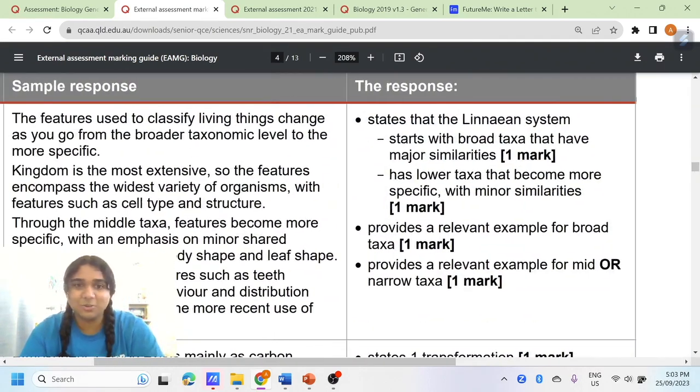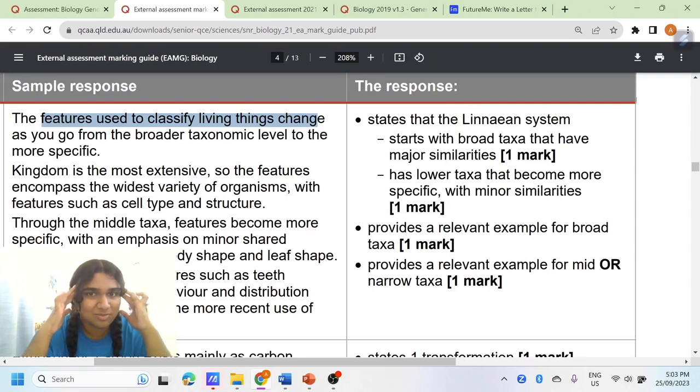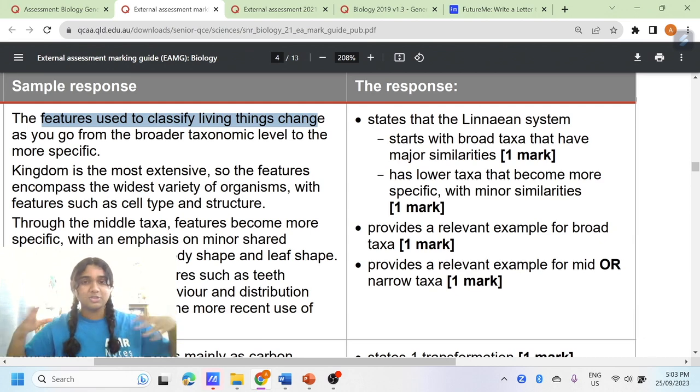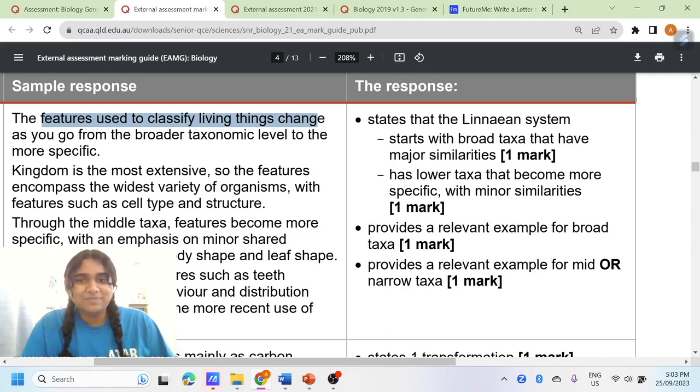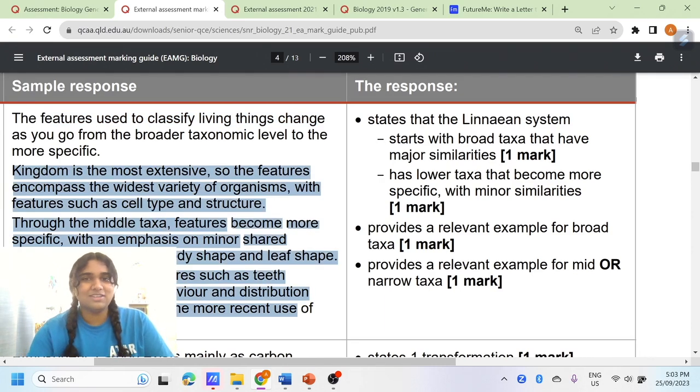So you got 1 mark for saying that the features used to classify living things change as you go from broader taxonomic levels to more specific taxonomic levels. Again, super, super specific statement. Sorry, super, super general statement. It's literally just saying that as you go down the levels in the classification system, things get more specific. And then you get 3 marks for talking about the different tiers.